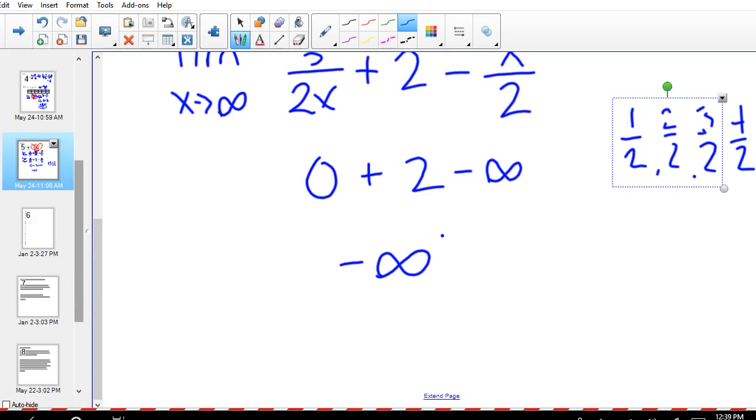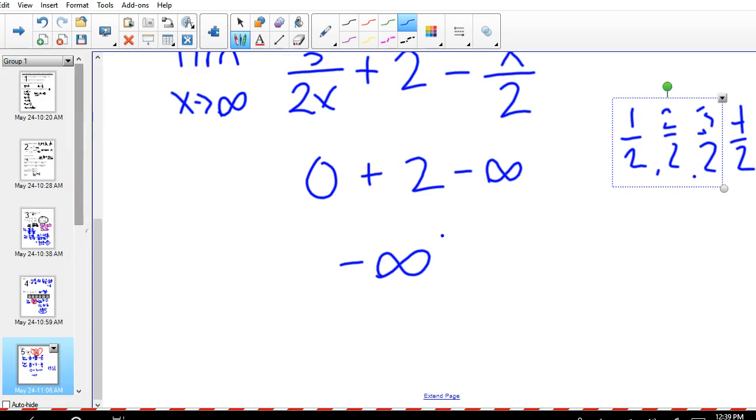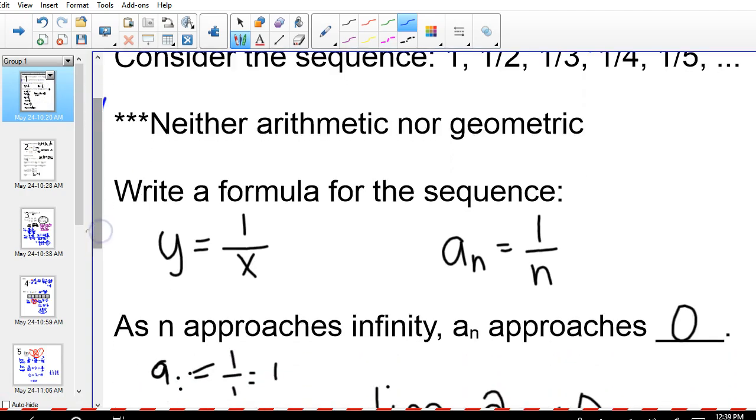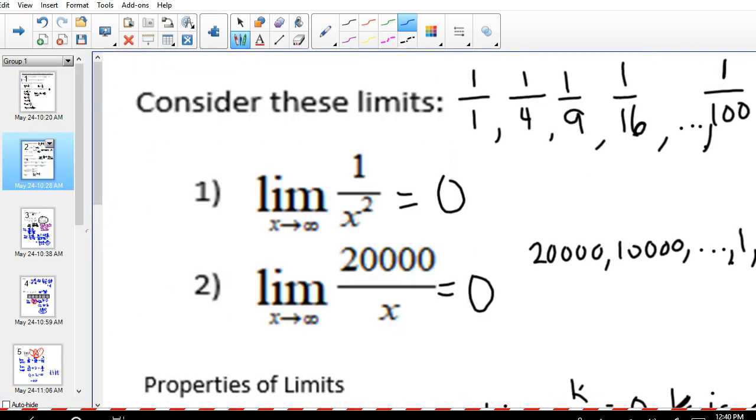Okay, so this is the mathematical way to solve all of these problems, but there is a shortcut that I'm going to teach you. Because let's look back through at some of our problems. Like our very first one where I have 1 over n, that equals 0, right? This next one where I have 1 over x squared or 2,000 over x, those both equal 0.